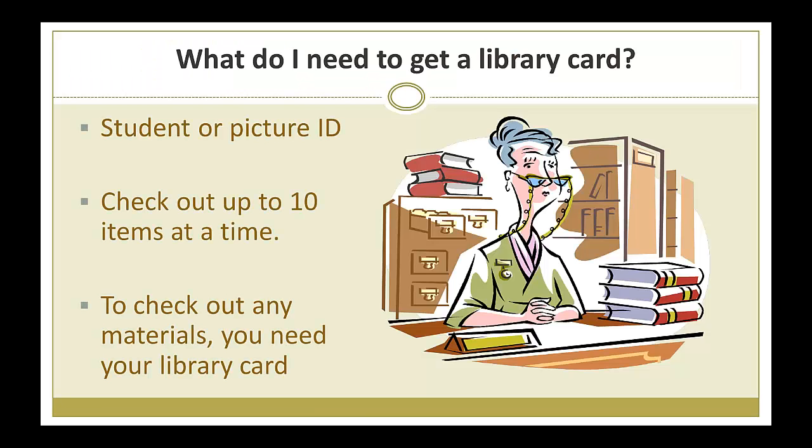Upon entering the library from the stairs, you will come to the circulation desk. This desk is where you can receive your library card by either presenting a photo ID or your campus identification card. This allows you to check out up to 10 items.